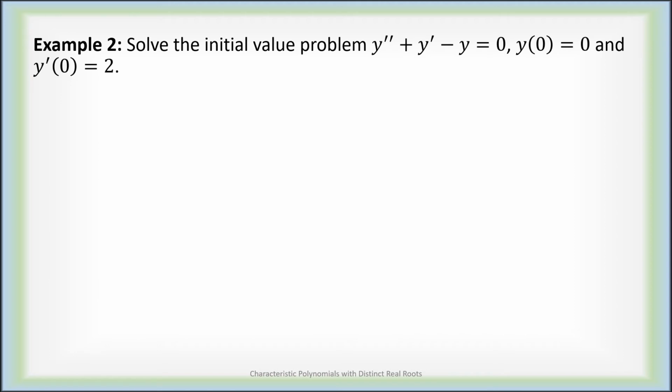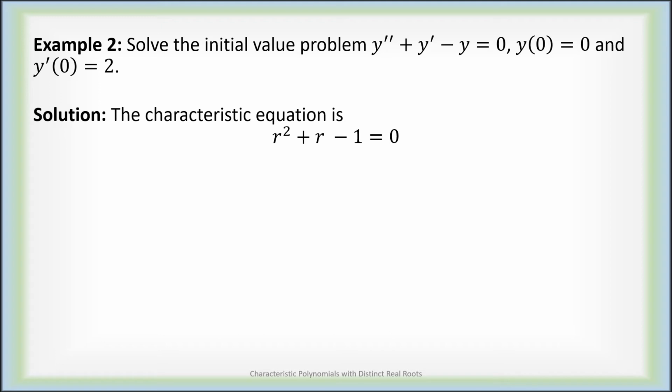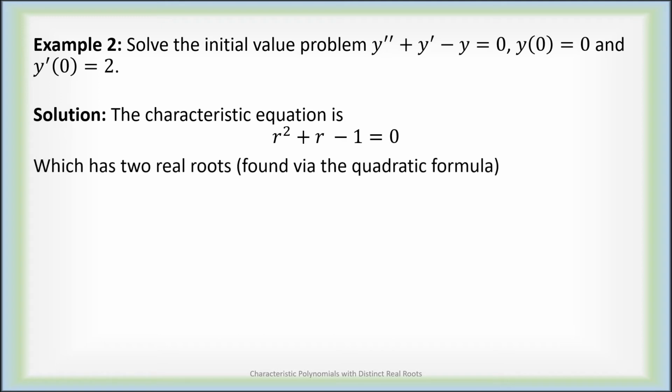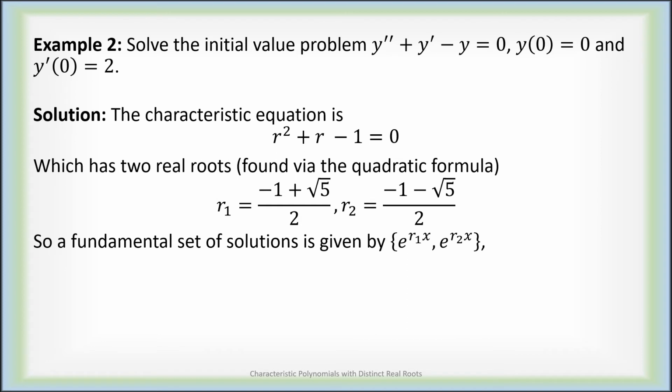As a second example, let's solve the initial value problem. y double prime plus y prime minus y equals 0, where y of 0 is 0 and y prime of 0 is 2. Well, again, we're going to make the characteristic equation r squared plus r minus 1 is 0. This does have two real roots, which we find from the quadratic formula to be (-1 plus root 5)/2 and (-1 minus root 5)/2. So a fundamental set of solutions is given by e to the r1x and e to the r2x, where the values of r1 and r2 have been given above.